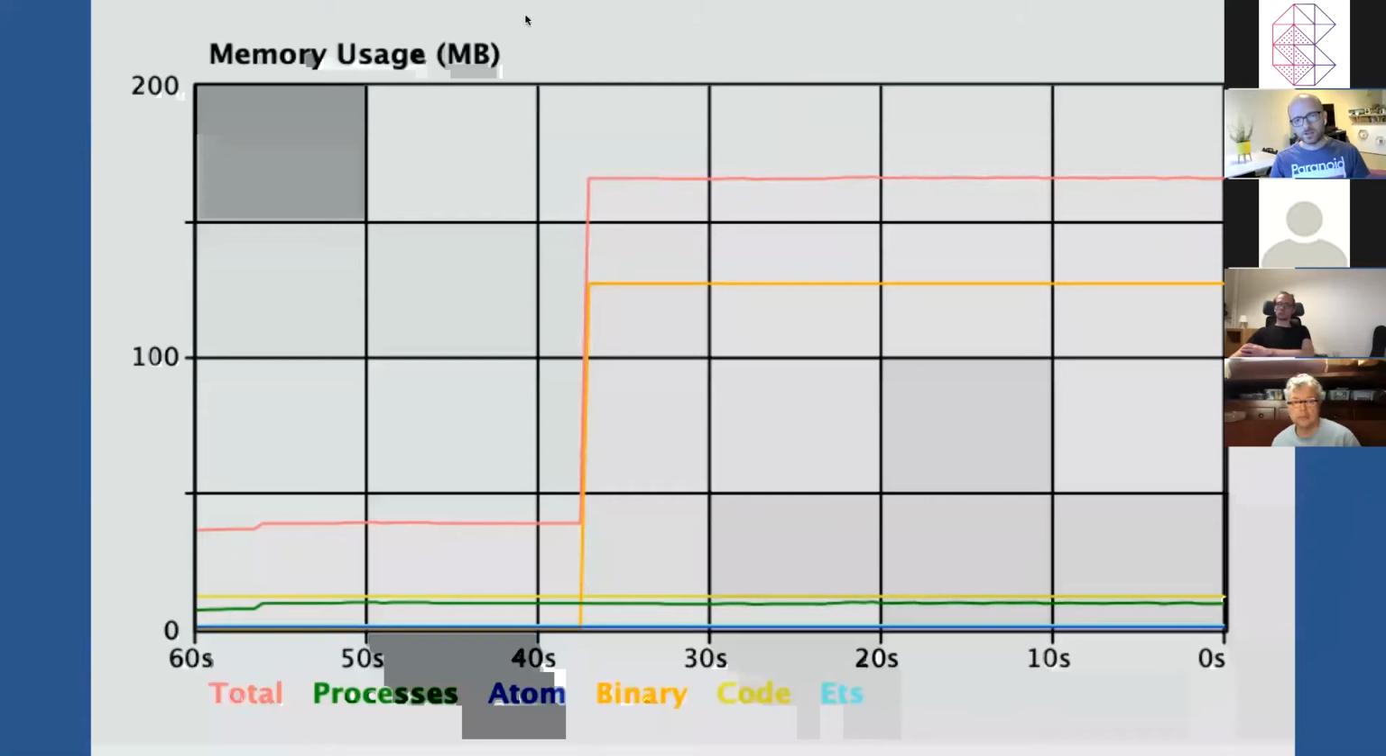This is a screenshot of the Observer application. The memory just goes up, and it stays up because in this screenshot I haven't run garbage collection after this. But if you did this in a temporary process, you would see it going down.